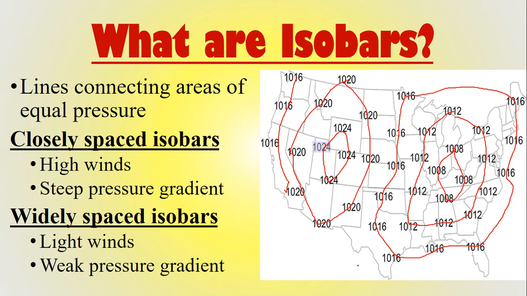And you can look here and actually label your high and low pressures. This is high because it has a higher number than over here. So high pressure, low pressure. So your wind's going to go from high to low.